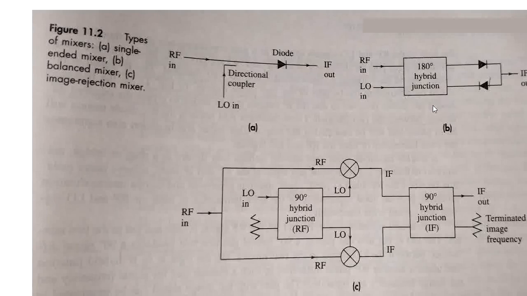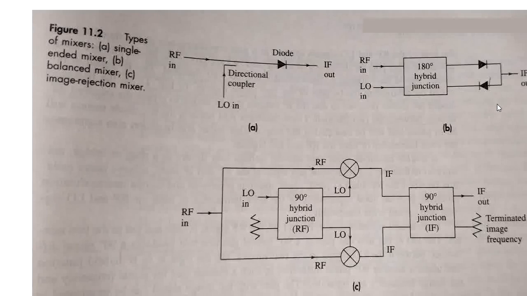And the next stage is the balanced mixer. In the balanced mixer, we are using a 4-port, called either a Magic T or a 3 dB coupler. Here the RF signal and the local oscillator signal are applied individually, and the output is produced at the two individual diodes. The sum signal as well as the difference signal is produced. One diode will produce the sum, and the other diode will produce the difference signal.